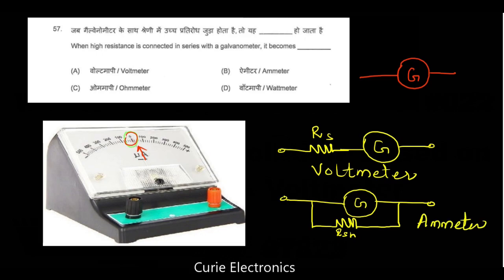So if we connect a high resistance in series with a galvanometer, it is the voltmeter, and low resistance in parallel, then it is the ammeter. Option A is the right answer. I'll write it here. Option A is the right answer. That is the voltmeter. Let's move to the next question.